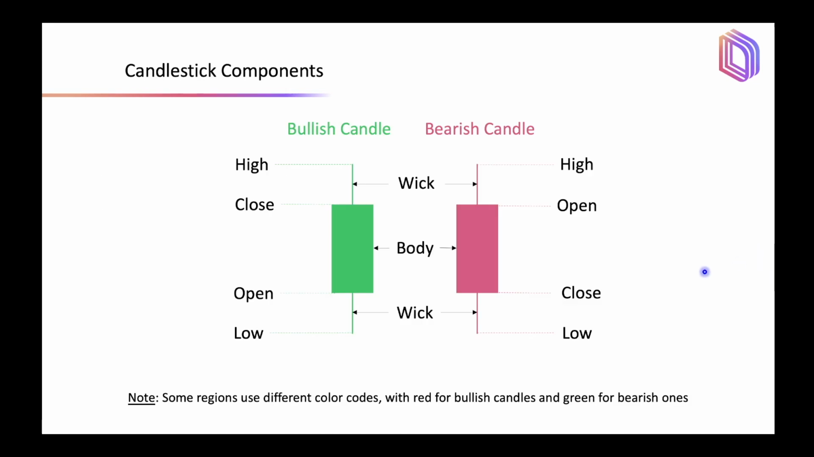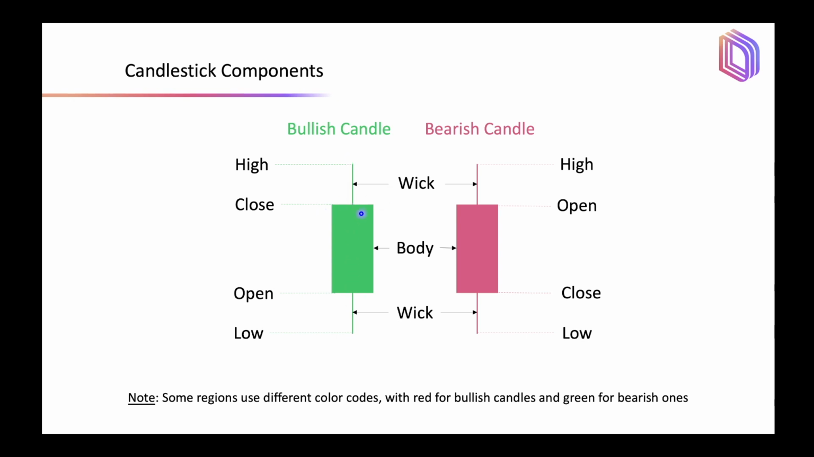So regarding candlestick components, first we'll define two types of candles, the bullish candle and the bearish candle. Both of them have 4 levels: the open, the close, the high, and the low. What's important to remember is that for a bullish candle, the close is above the open because we went up during the trading session. And we define also 2 other levels, the high and the low in the session.